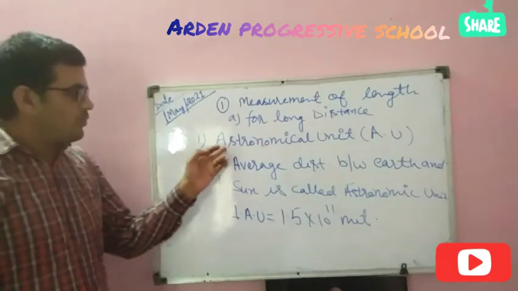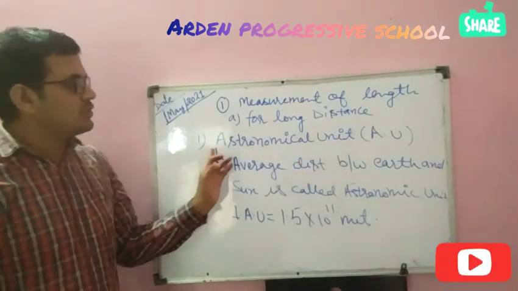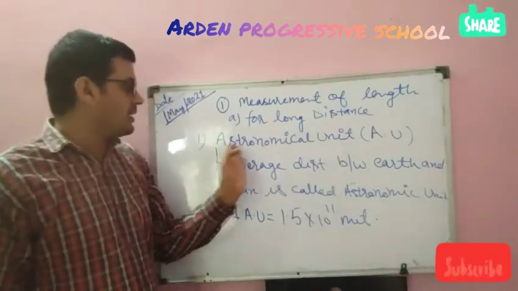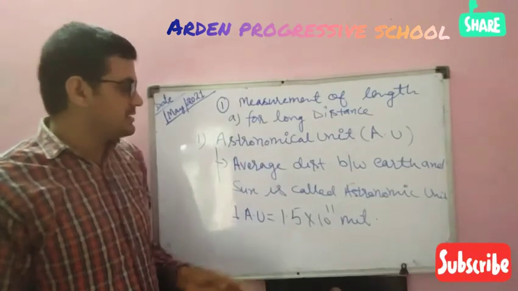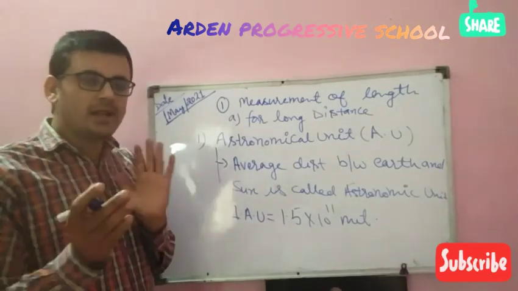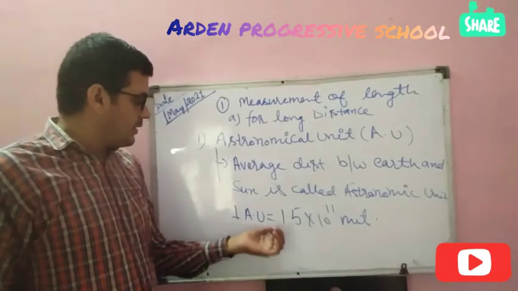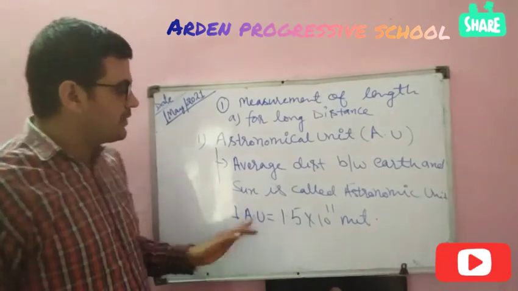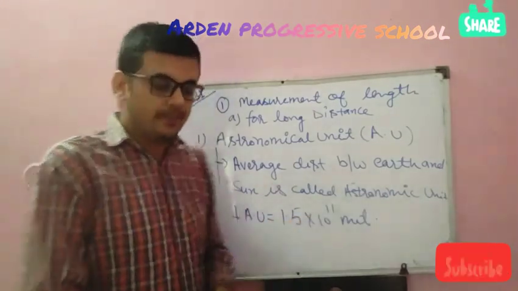So where is the astronomical unit used? Astronomical unit is used to measure the distance between Earth and Sun. And what is the value of the astronomical unit? Its value is 1.5 into 10 to the power 11 meter.